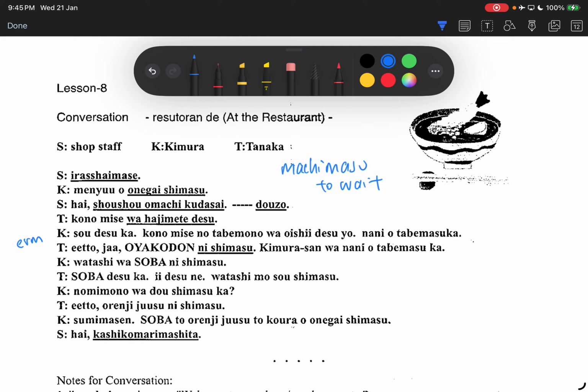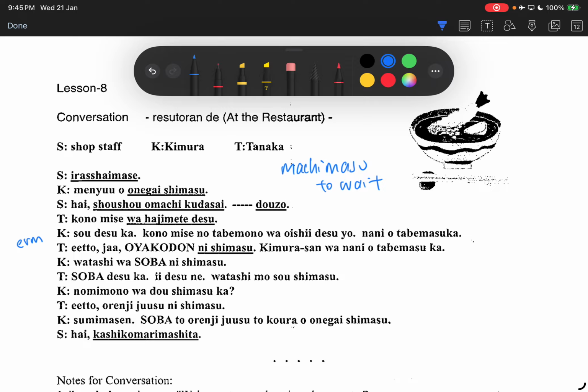Yeah. Many people don't know this, because you need to know Japanese. Okay? Oyakodon ni shimasu. So ni shimasu means I will select this, I will do this. Right? Shimasu means do, so I will do oyakodon. That means you are selecting the meal.